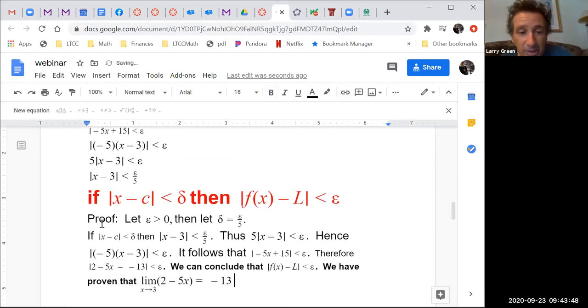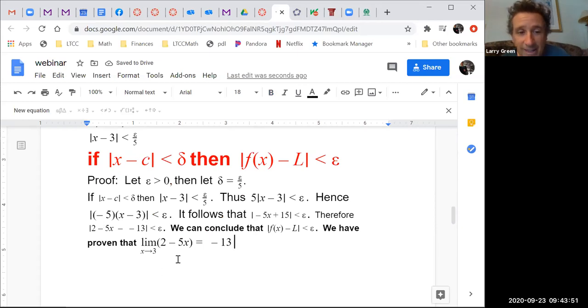The limit as x approaches 3 of 2 minus 5x is equal to negative 13. So I want to stop. Are there any questions? Are there any questions about this proof?